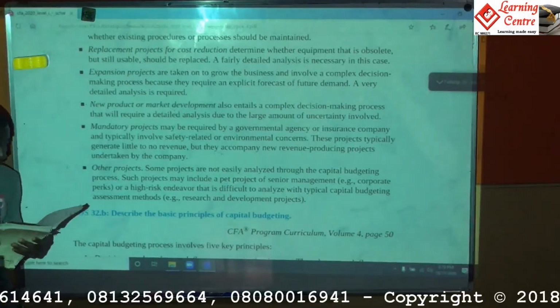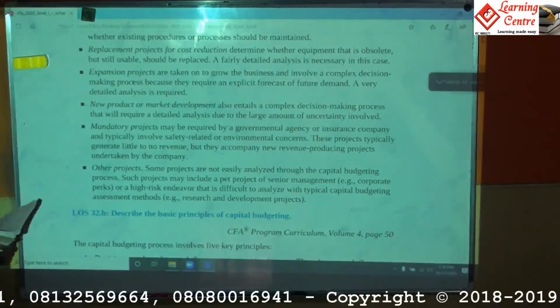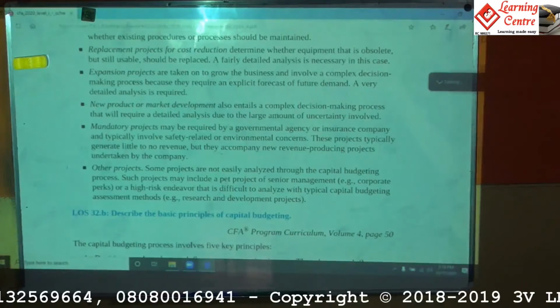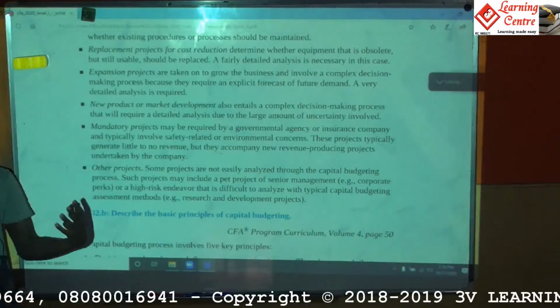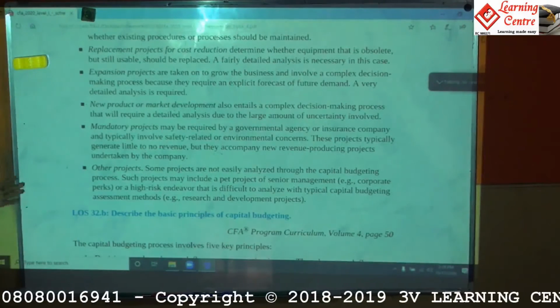So let's move on. We said cash flow are based on opportunity cost. We've spoken about that one. So for instance, now I have an opportunity like the example.